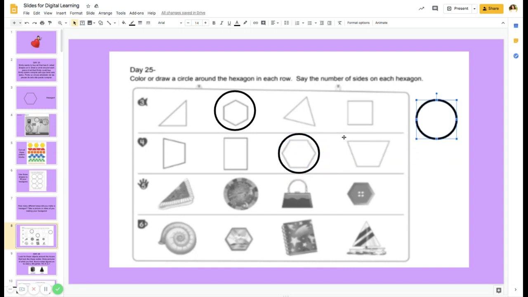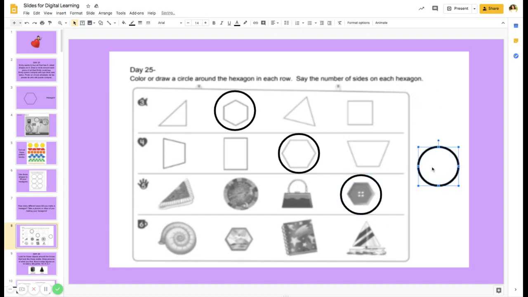1, 2, 3, 4. That is not a hexagon. 1, 2, 3. Nope. That's a circle. Not a hexagon. 1, 2, 3, 4. Not a hexagon. Let's look at this button. 1, 2, 3, 4, 5, 6. That is a hexagon. I know it has 6 sides. Here we have a circular shape. It's a shell. That is not a hexagon.